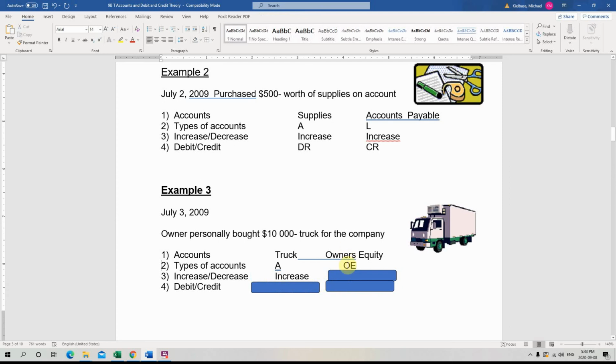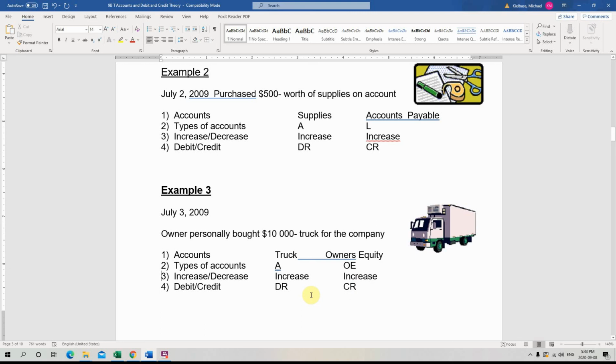And owner's equity, whenever the owner gives the business anything, the value of the business goes up. So owner's equity is going to increase. So how do I make an asset increase? I debit, and to make owner's equity increase, I credit that account.